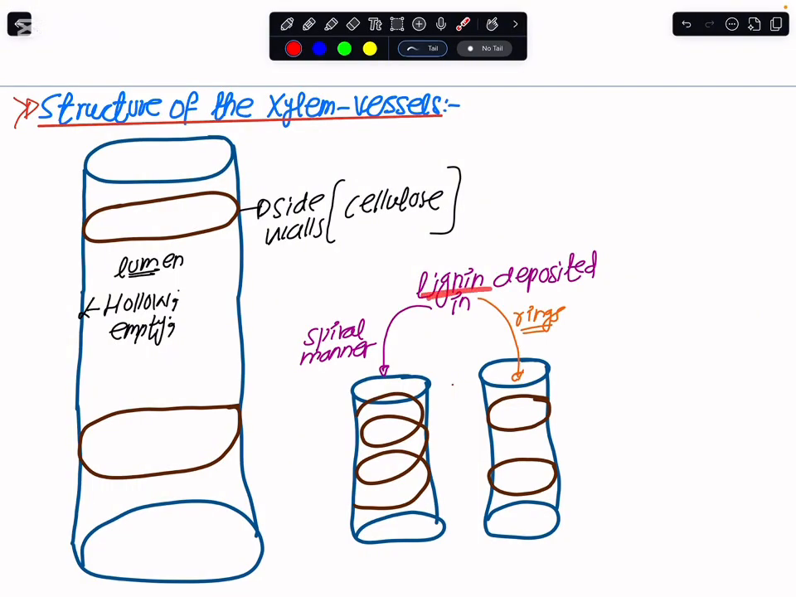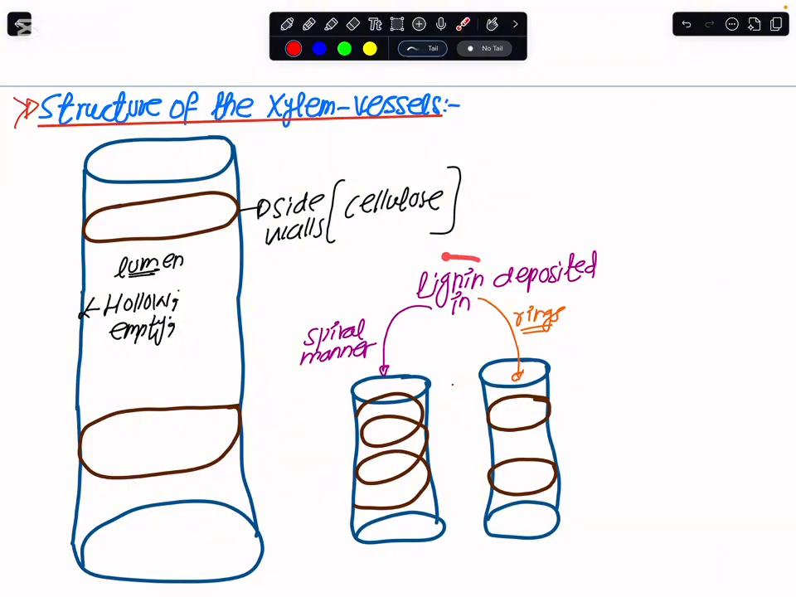And this lignin would be providing a lot of tensile strength to these xylem vessels, because when the water is carried in the xylem vessels under immense pressure, there is a possibility that these xylem vessels can burst. But ultimately they don't, because of the presence of the cellulose in the side walls and because of the availability of the lignin that we have in these cellulose.